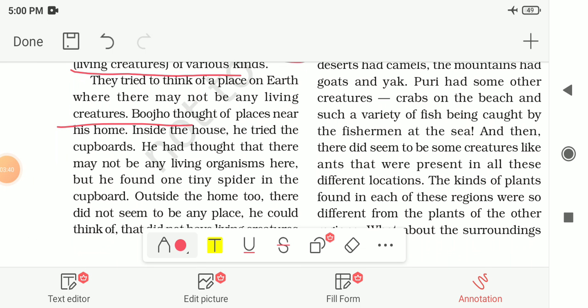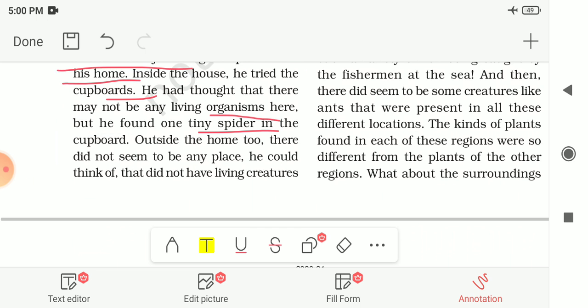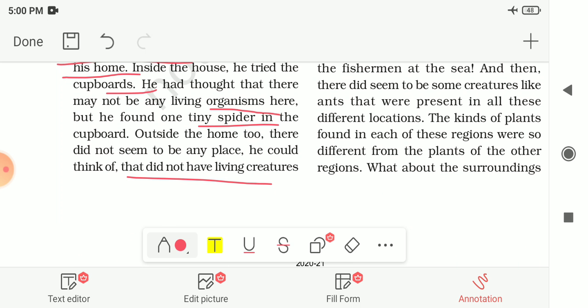First Boojho thought of a place near his home, and then he looked for a place inside the house. He tried the cupboards, thinking there may not be any living organisms in the cupboard. But he found one tiny spider in the cupboard. That means at that place also a living organism is there. Then he looked outside the house.